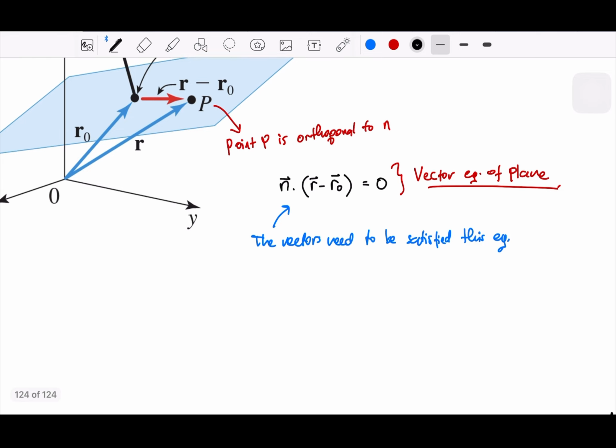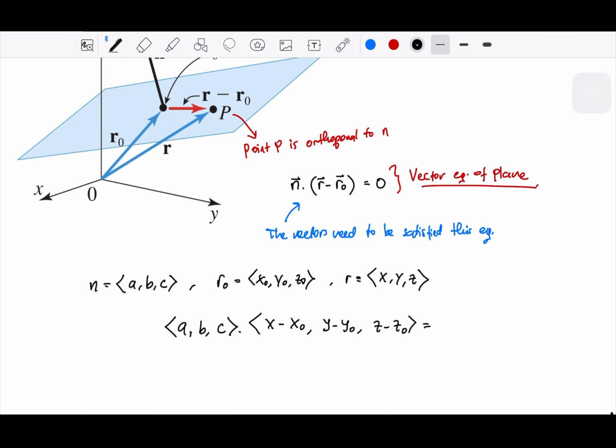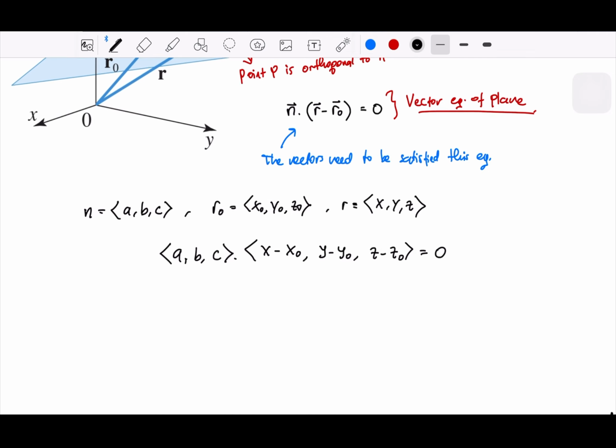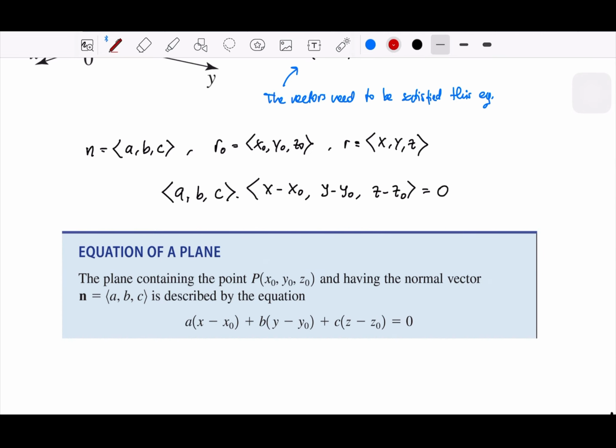So if we write n as <a, b, c>, and let r0 be our initial position and r be our goal, like that, then <a, b, c> dot <x minus x0, y minus y0, z minus z0> is going to be 0. This states that r and r0 are in the plane and the difference is orthogonal to the normal vector. So the equation of a plane we can write as this. After we multiply each component, this will be the result.